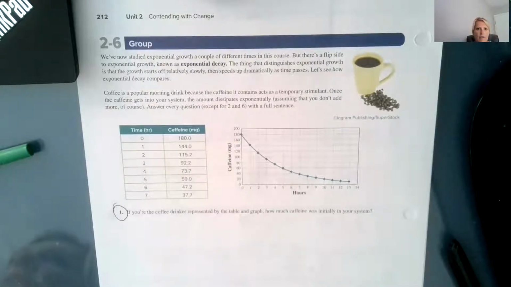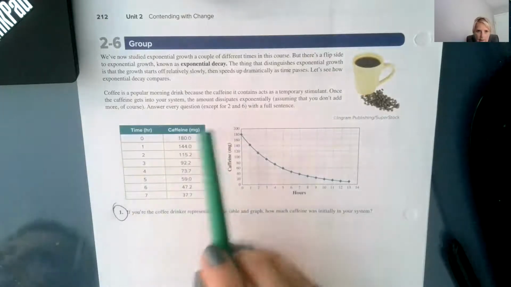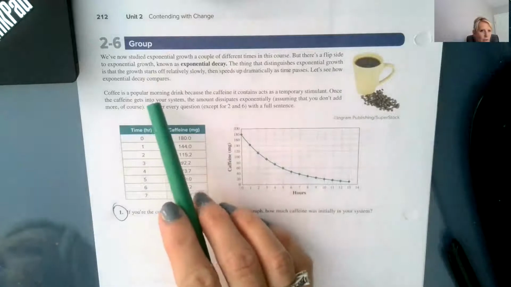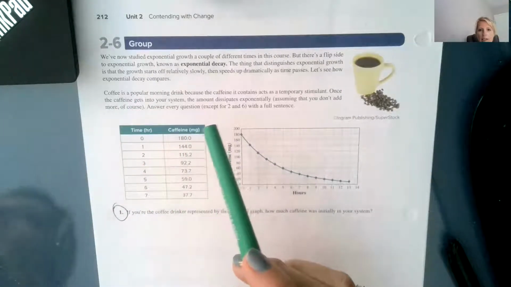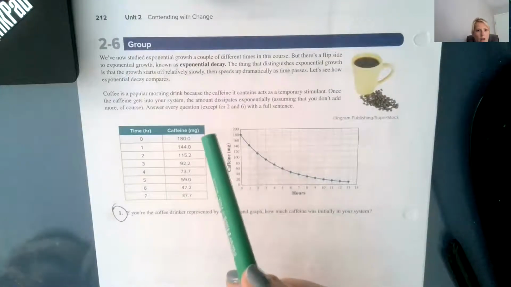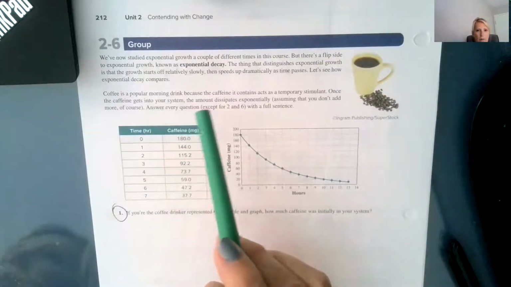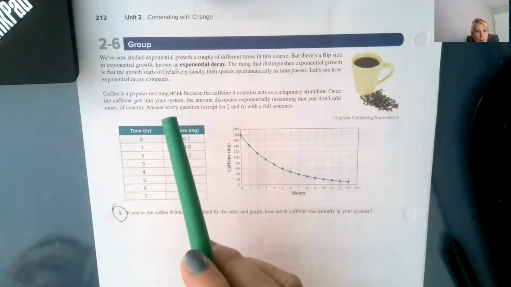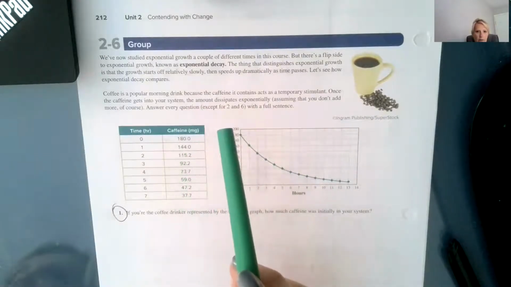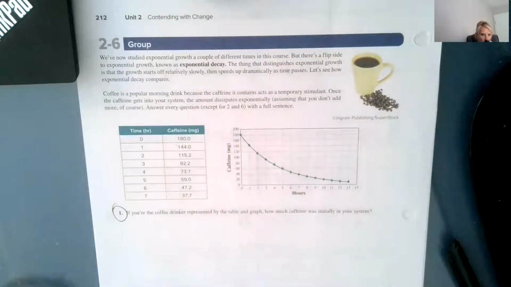The thing that distinguishes exponential growth is that the growth starts off relatively slowly, then speeds up dramatically as time passes. Let's see how exponential decay compares. Coffee is a popular morning drink because the caffeine it contains acts as a temporary stimulant. Once the caffeine gets into your system, the amount dissipates exponentially, assuming that you don't add more, of course. Answer every question except for 2 and 6 with a full sentence.